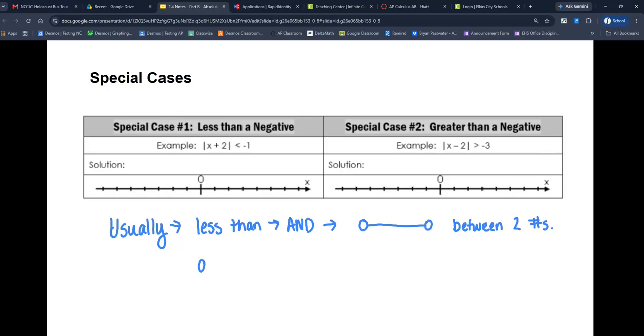And greater than problems, we said, are or problems. They usually look like this. They're two separate sets going away from each other, right? And they are, what's the best way to write that? They're not between two numbers. I'm just going to put going away from each other.